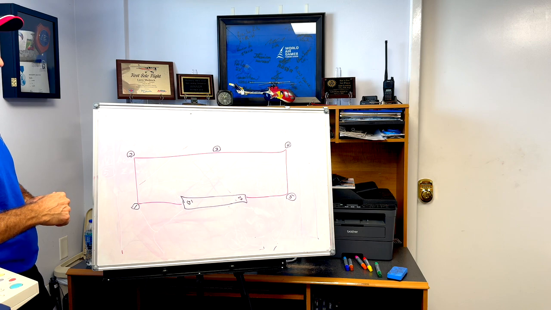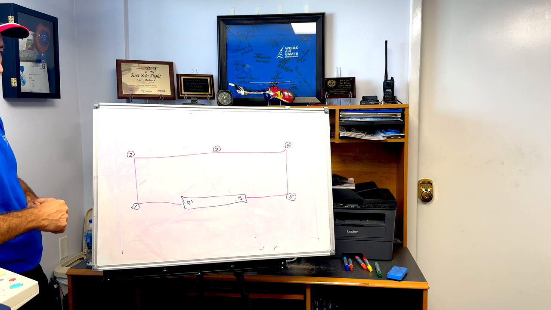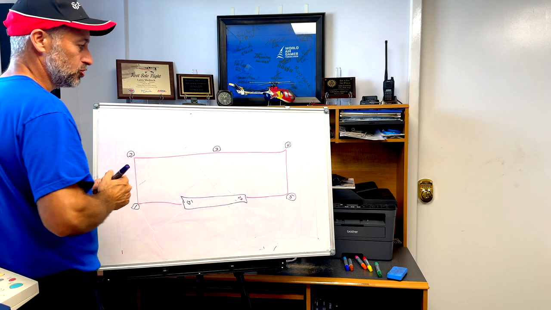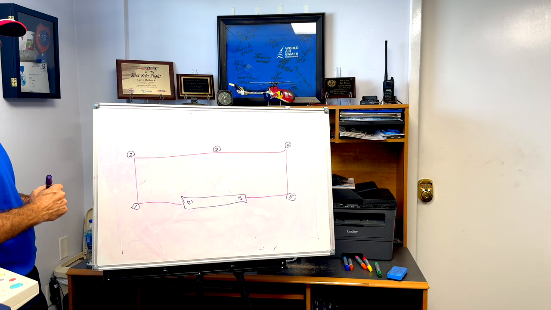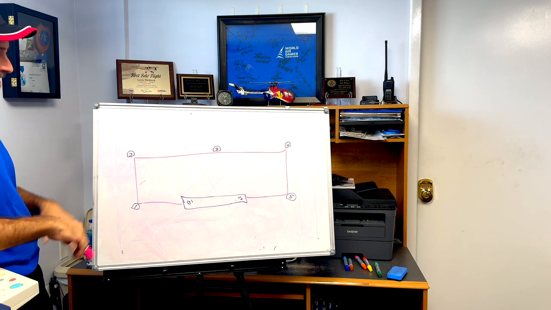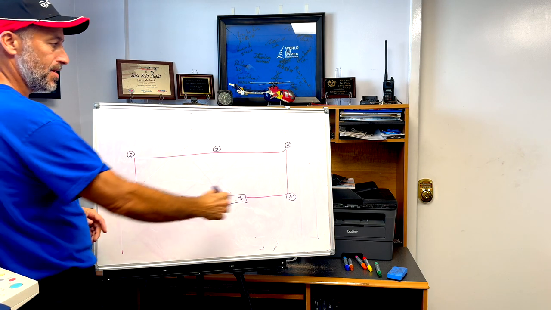Zephyr Hills traffic. Revo's midfield right downwind, runway 23, Zephyr Hills. 3. Zephyr Hills traffic. Revo's midfield left downwind, runway 5, Zephyr Hills. 3. You got it. Zephyr Hills traffic. Citation. Short final, runway 23, Zephyr Hills. 5. It's that simple. So that's the pattern.